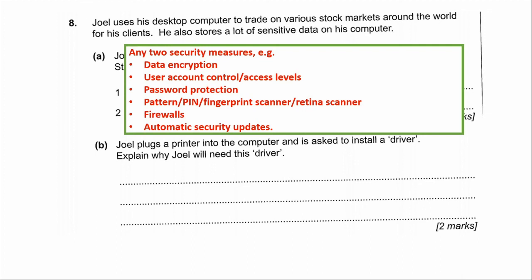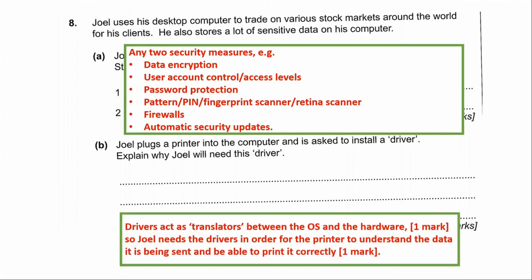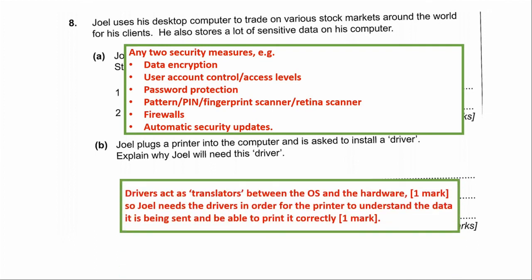So 8b, Joel plugs a printer into his computer and is asked to install a driver. Explain why Joel will need this driver. So the driver basically allows the operating system to communicate with the hardware. If you don't have a driver, it doesn't know what to do with it. It doesn't know how to talk to it, basically. So drivers act as translators between the OS and the hardware. So Joel needs a driver in order for the printer to understand the data it is being sent and be able to print it correctly.